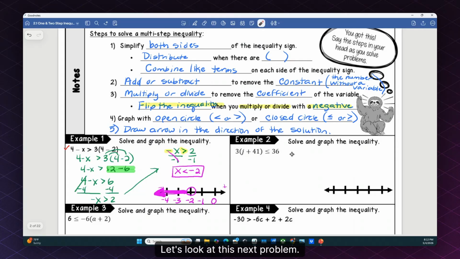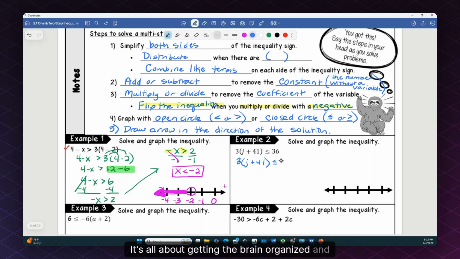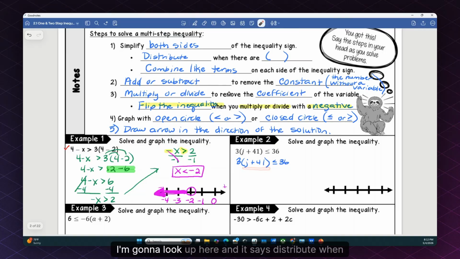Let's look at this next problem. I'm going to just visually inspect it. I see 3 times j plus 41 is less than or equal to 36. And so I am going to rewrite this because it gives me a chance to just look at things. It's all about getting the brain organized and ready to solve problems. All right, so when I see parentheses, I'm going to look up here and it says distribute when there's parentheses. Okay, I can do that.